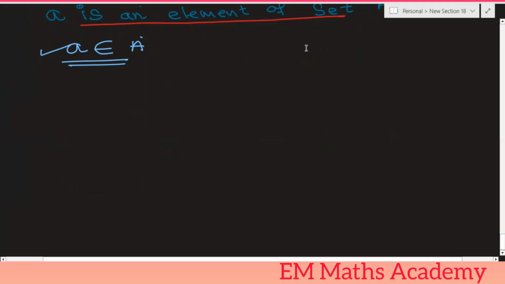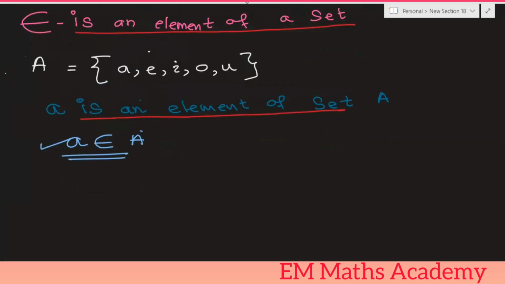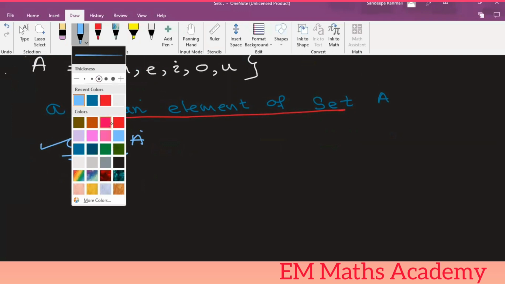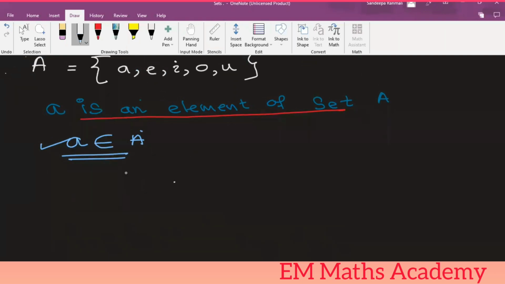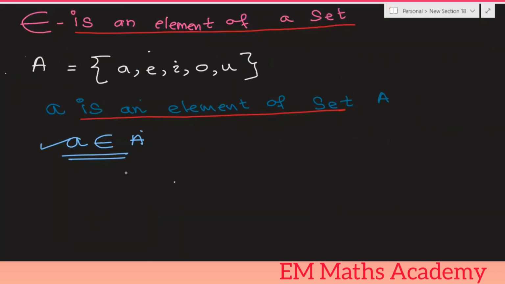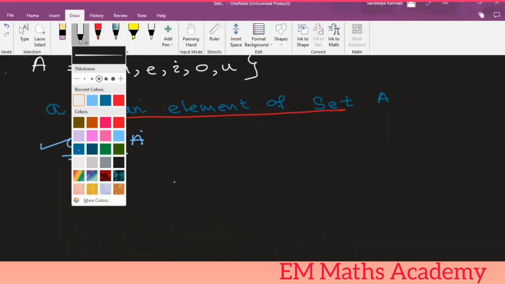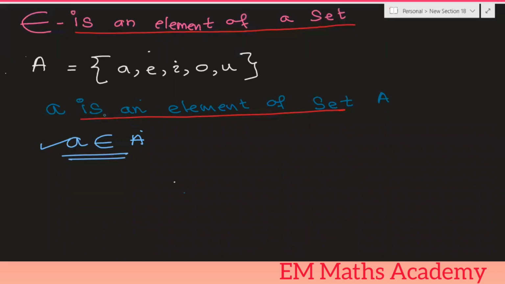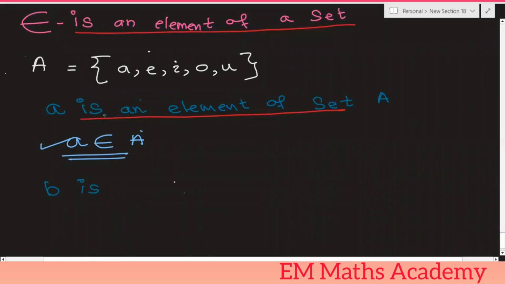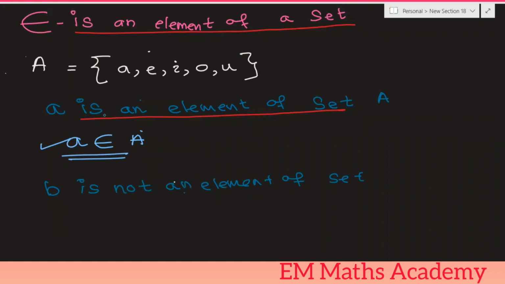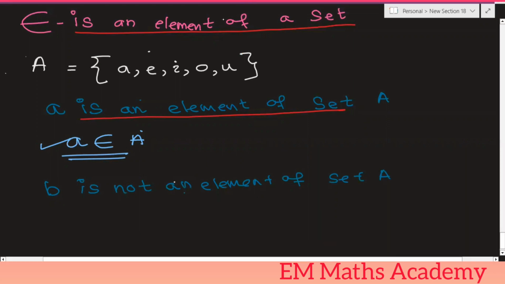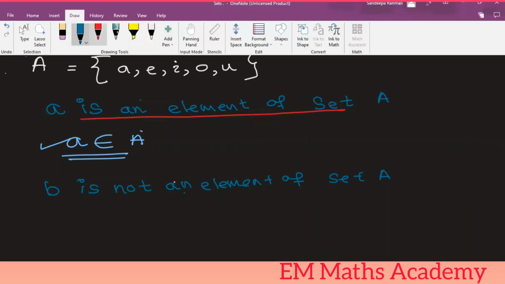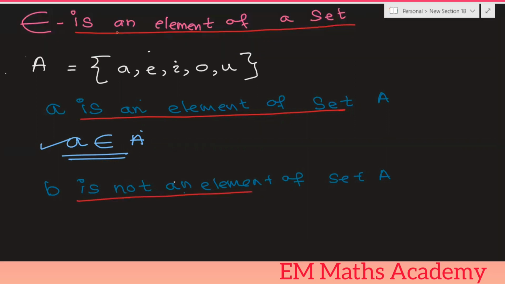Now you can see there are some English letters which are not included in the vowels. If I say, look at any English letter, I will take B. B is not an element of set A. Is not an element of set A.